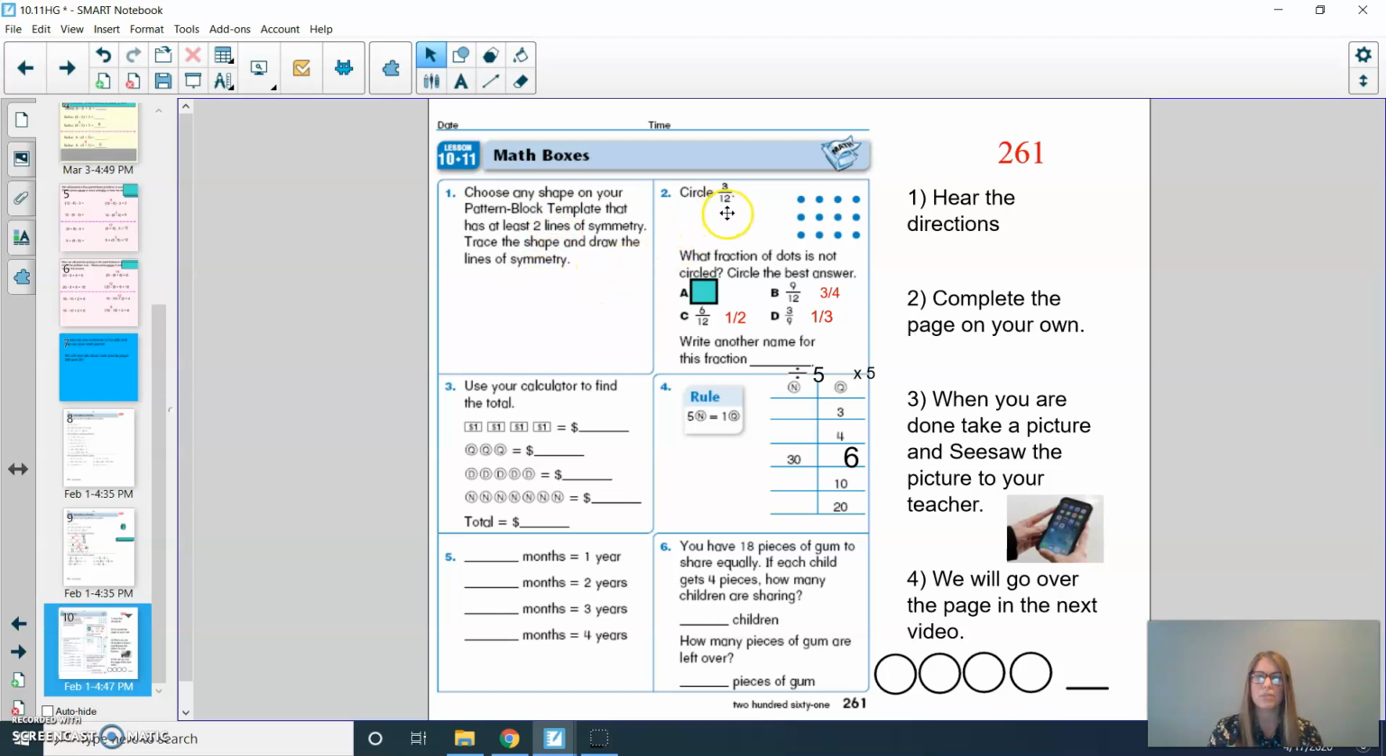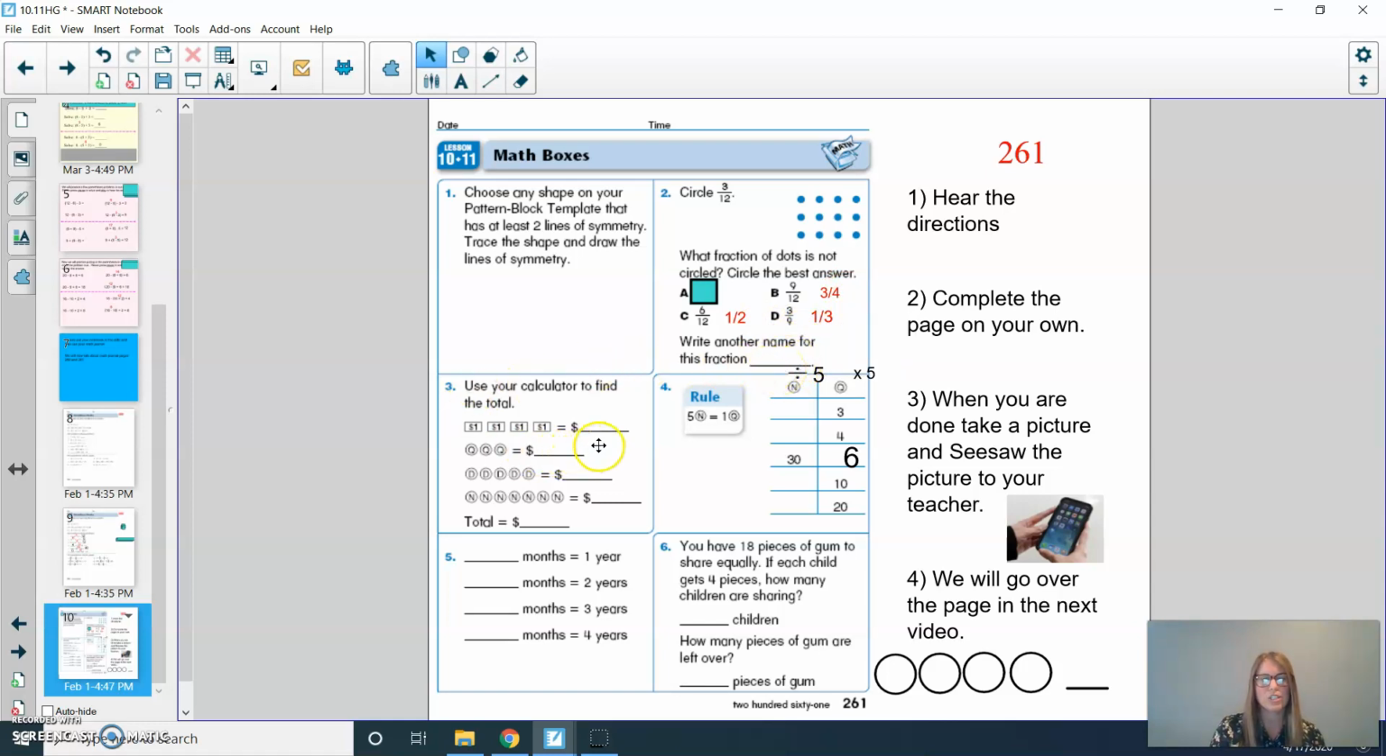Boys and girls, for question number 2, there's a couple different parts to it. The first thing you need to do is circle 3/12 of the dots. Then decide what fraction of the dots is not circled and circle your best answer. Now what I have in red is just a few clues for another name for the fraction. So second graders, depending on what you pick, you can use my equivalent fraction, or you could come up with another fraction that has the same name.